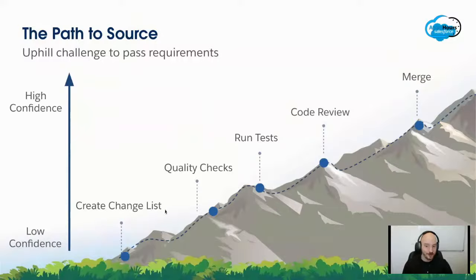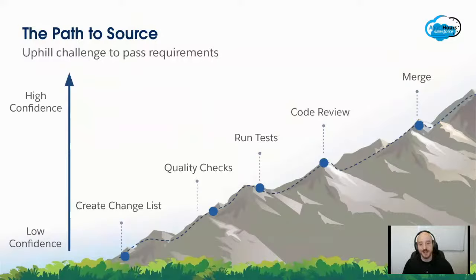So we create the change, we execute these automatic code quality checks, we run the tests via a validate-only deploy, or maybe we'll create a scratch org and then run all tests in that scratch org, if your team has enabled scratch orgs in your workflow. And then and only then we'll do the code review.